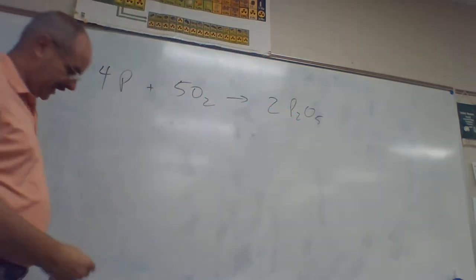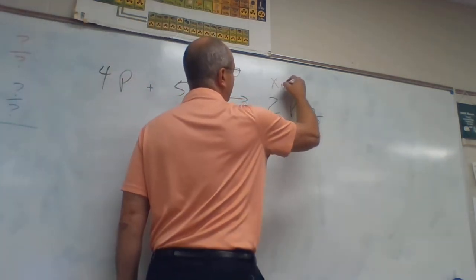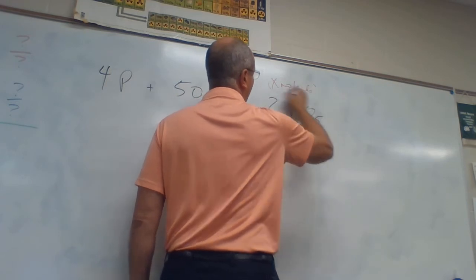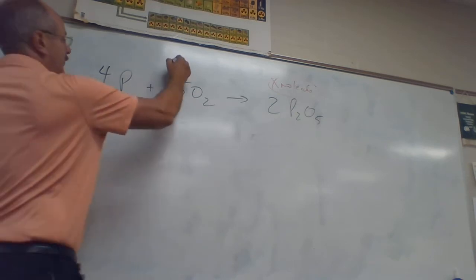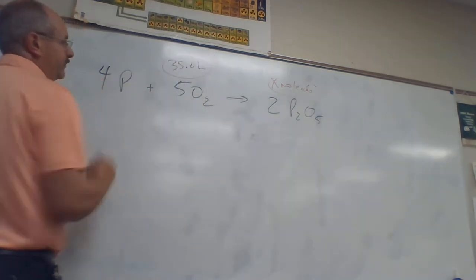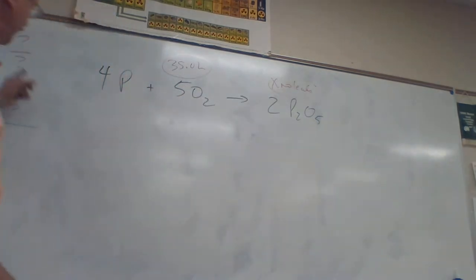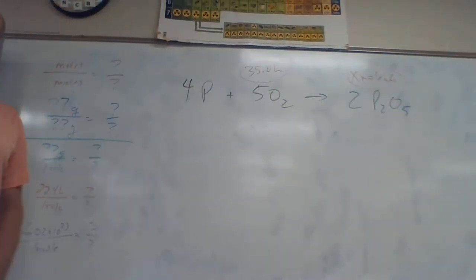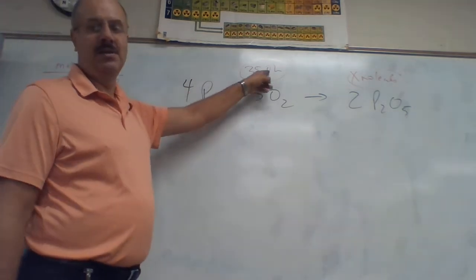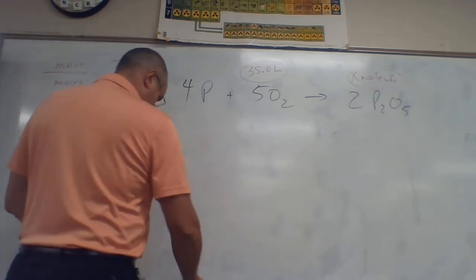On this one, it's saying how many molecules of P2O5? So we want X molecules of this, given that we got 35.0 liters of O2. We're starting at liters because that's the one that's got a number, and we're going to molecules. Nothing on my cheat sheet will do it all at once, so it's going to take multiple steps. The first thing we got is liters, and the only one that's liters is the red one over here.